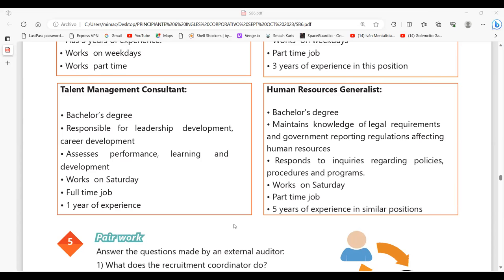Human resources generalist, bachelor degrees. Maintain knowledge of legal requirements and government reporting regulations affecting human resources. Respond to inquiries regarding policies, procedures and programs. Works on Saturday, part-time job. 5 years of experience in a similar position. Very well, thank you. Great, congratulations for your participation.